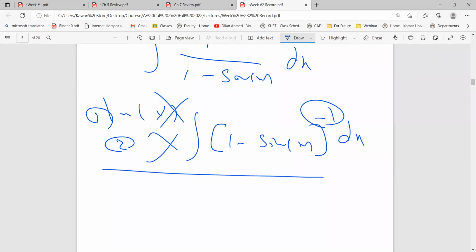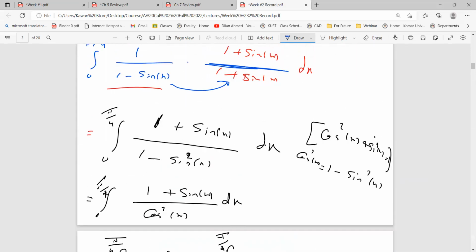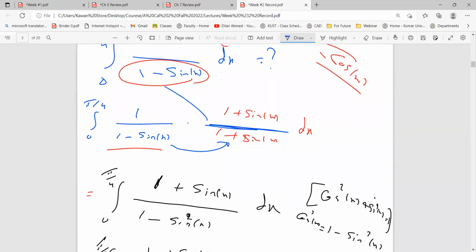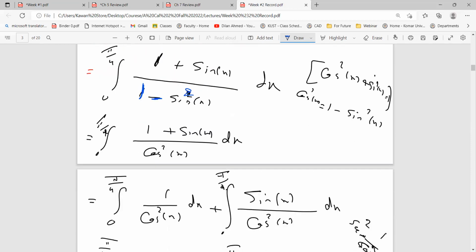So there is no way to solve. 1 minus sine is not equal to anything. But I remember 1 minus sine squared is equal to something else. That's why we multiplied by the conjugate. After that, I will get the first squared minus the second squared, and I know that one will be cosine squared.